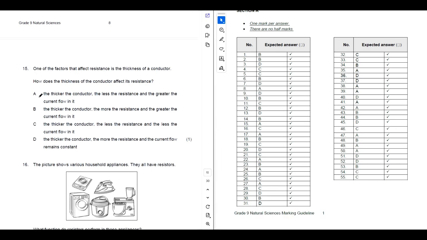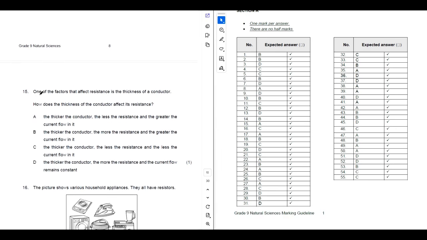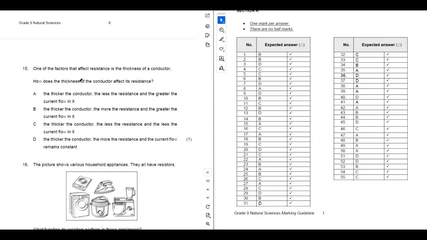Question 15 says that one of the factors that affect resistance is the thickness of a conductor. Now we are asked, how does the thickness of the conductor affect its resistance? Our answer will be A, which says that the thicker the conductor, the less the resistance and the greater the current flow in it.